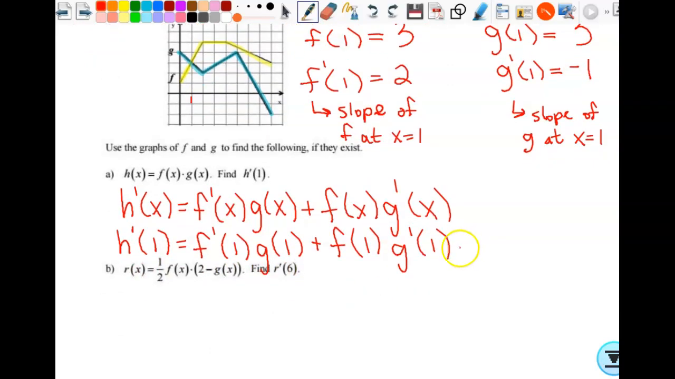All right, so let's make these substitutions. f prime of 1, we said was 2, times g of 1, 3, plus f of 1, 3, times g prime of 1, negative 1. Can I stop right there for free response? Yes. Do I want to? Yes. All right, multiple choice, we would be expected to do this arithmetic without a calculator. It's 3. Good. So, free response answer, multiple choice answer.